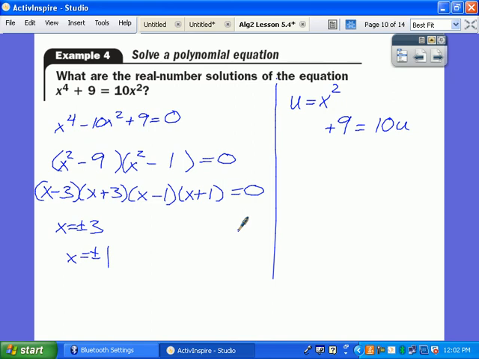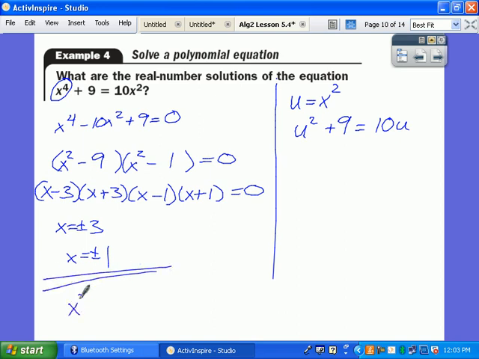Right, I don't want to have u's and x's. Don't do that. That will make your life miserable. I just want to have u's here. So how can I rewrite x to the fourth in terms of u? And the answer is u squared. Right? u squared. If you don't believe me, let me just put it down here.